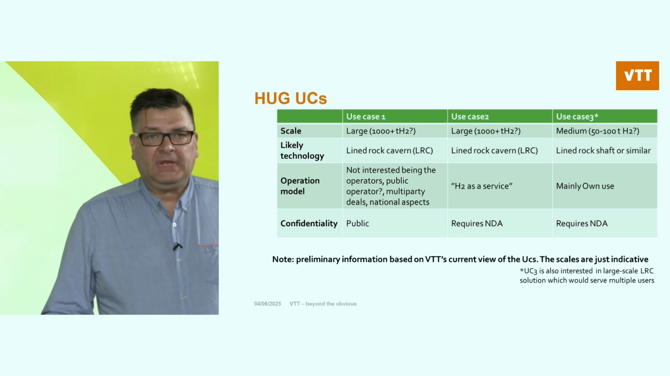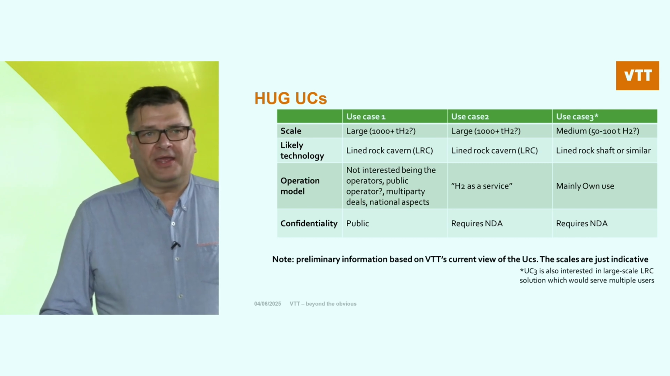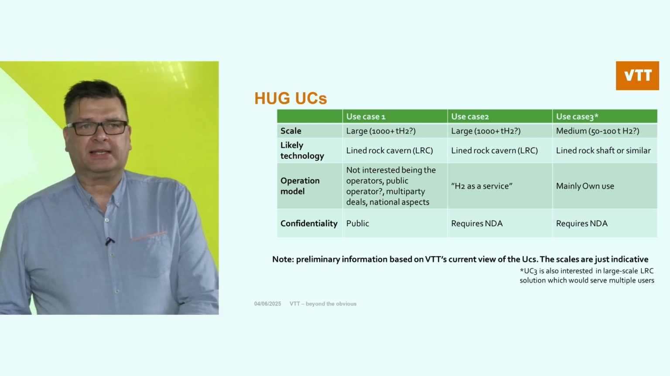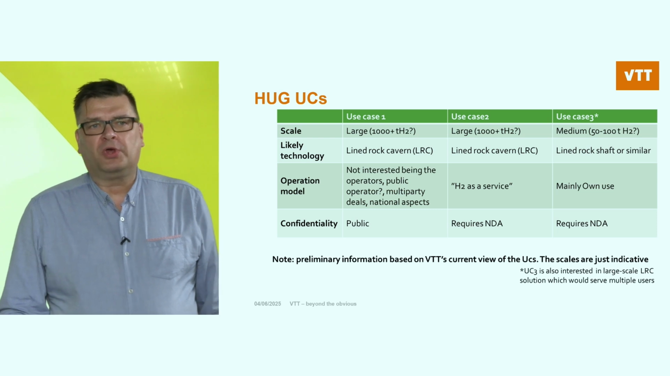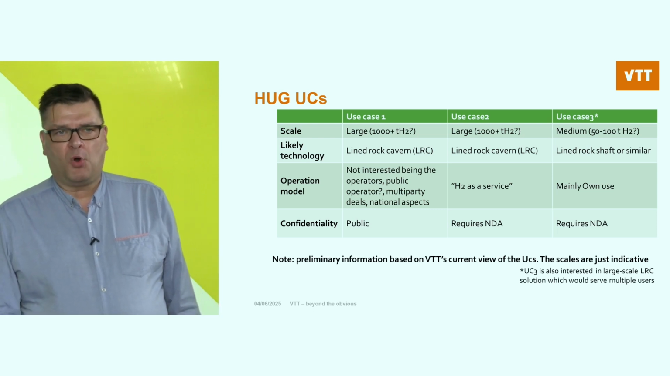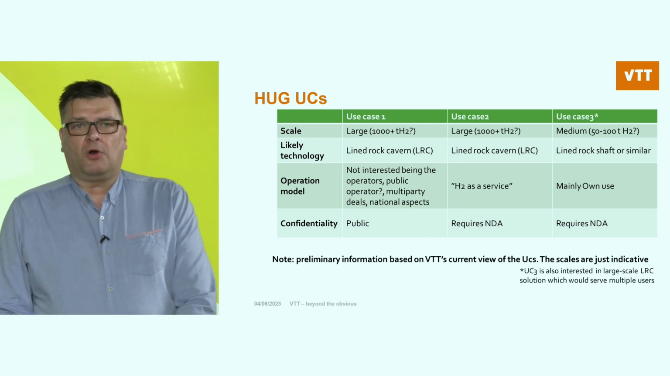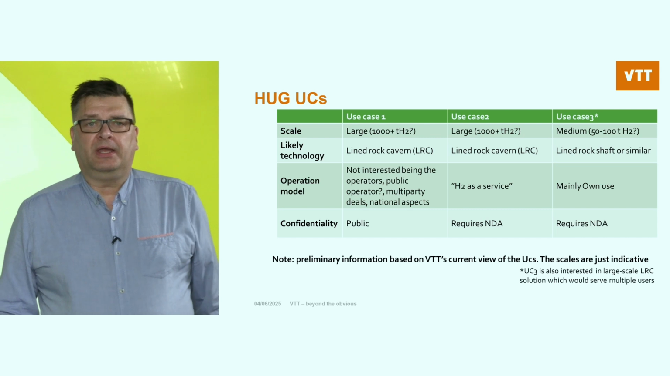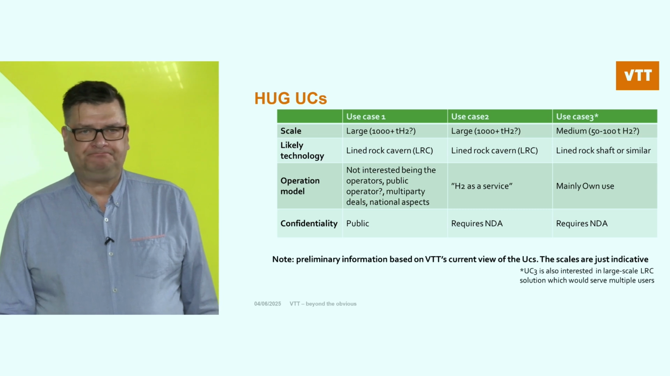And in one use case, the aim is still a little bit vague, but in use case 2, the likely business model is a so-called hydrogen as a service model. And in the use case 3, the actor is thinking about how to store hydrogen mainly for own usage purposes.